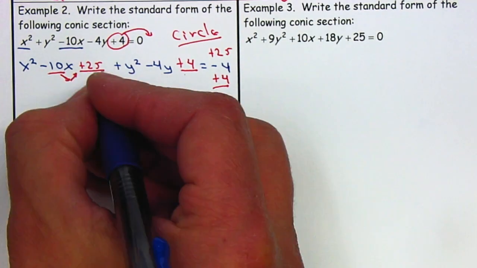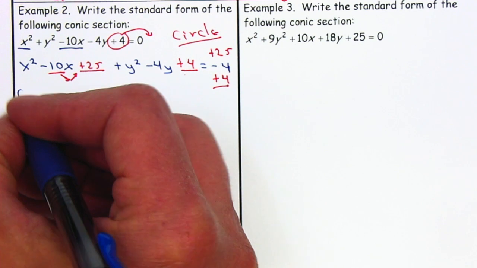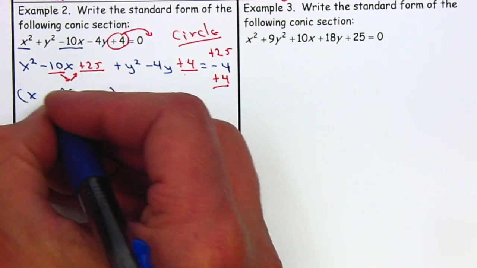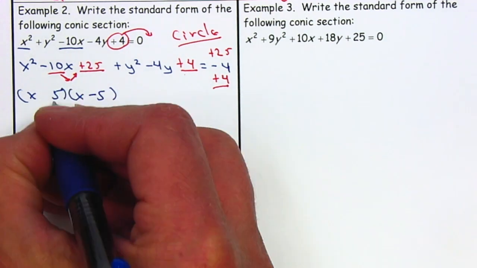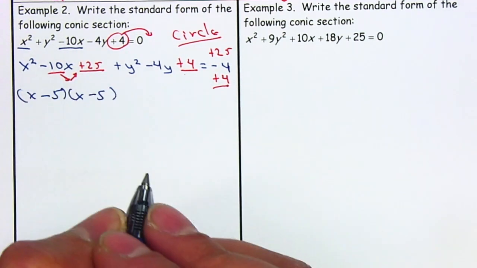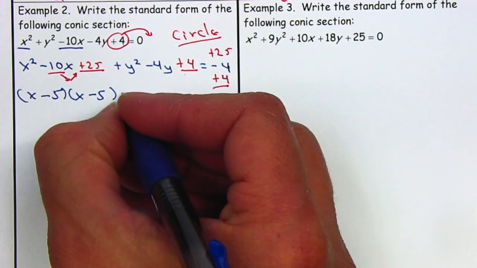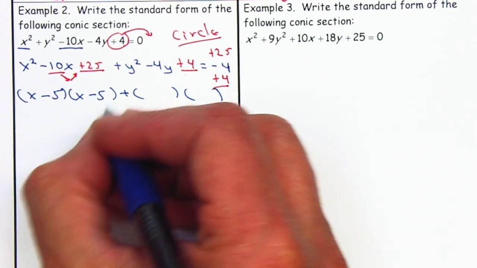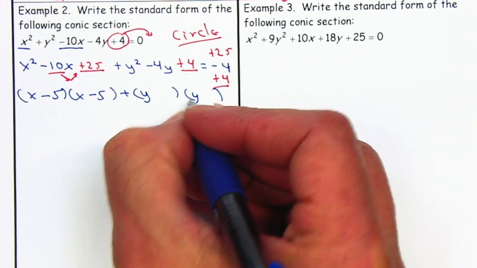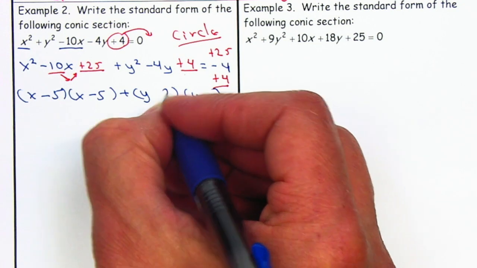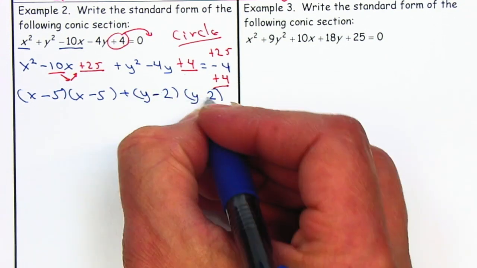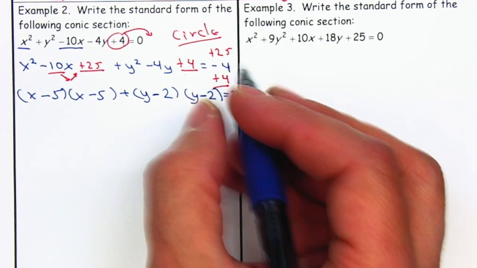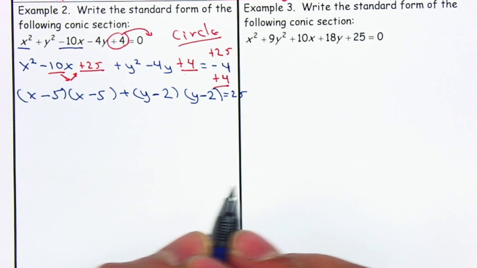I'm going to go and factor this out. Double parentheses, factors of x squared will be x and x. Factors of 25 will be 5 and 5, and they both have to be negative, so they can add up to negative 10x. Double parentheses, there'll be a plus in between. Factors of y squared will be y and y. Factors of 4 will be 2 and 2, and they both have to be negative. And this will be equal to 25. This gives 0, so we just end up with 25.